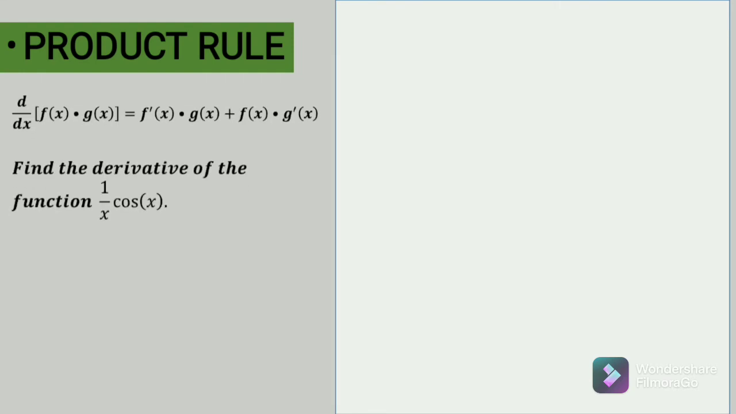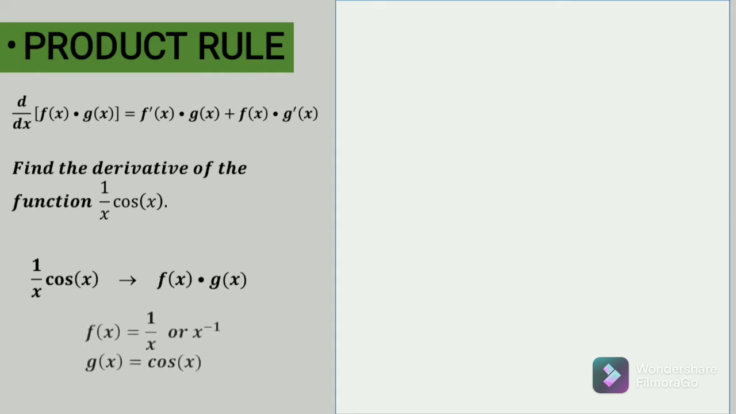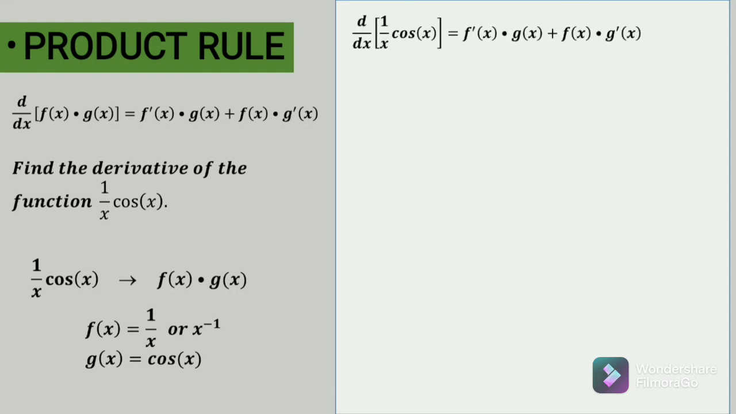Find the derivative of the function 1 over x times cos of x. The given expression is 1 over x cos of x. Our function is in the form of f of x times g of x, where f of x is 1 over x, or it can be written as x to the power of negative 1. Our g of x is equal to cos of x. So let's find the derivative of the given function using the formula of the product rule.